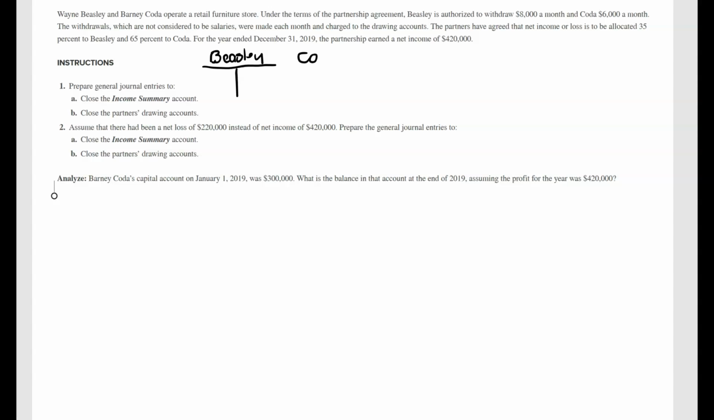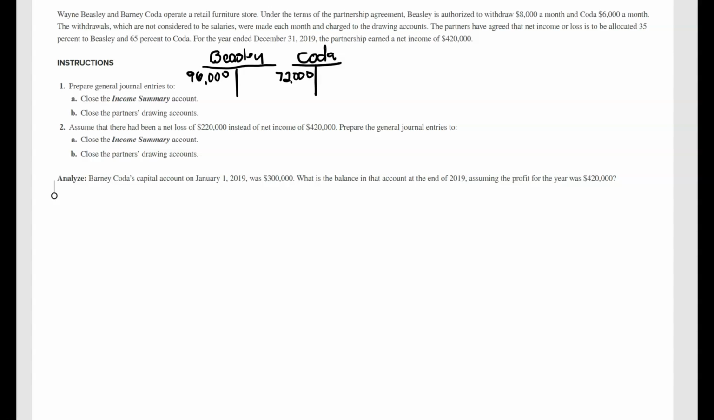And then Coda, which is Barney. Okay, Beasley withdraws $8,000 a month. If you take $8,000 and multiply it by 12, which is for the year, that's $96,000. Coda takes out $6,000 a month, so after a year, 6 times 12, he would have $72,000 in his withdrawal account. Okay. The withdrawals, which are not considered salaries, were made each month and charged to the drawing accounts. I just did the T accounts for those.